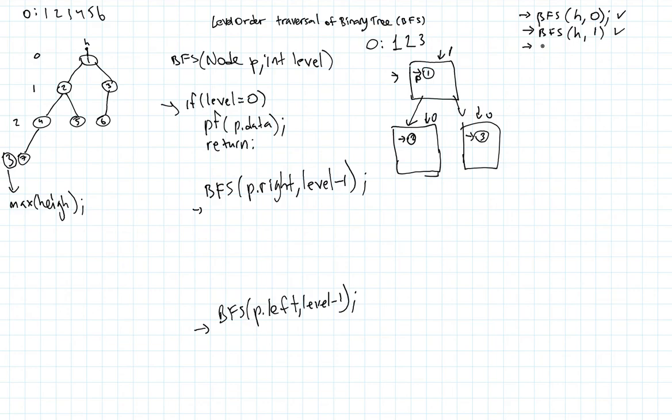Now I need to run my next level, which is 2. In 2 I have 4, 5, 6. Finish. And the last one, 3. It will print 7.